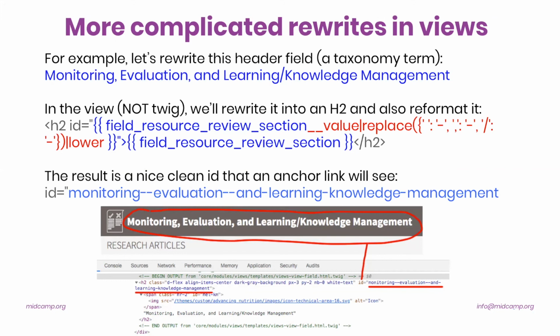So what I had to do in the view was, in the curly brackets here, you see in the middle the name of the field is Field Resource Review Section. That's the name of this field. And then in red, you have value pipe replace. What that's doing in the surrounding parentheses is stripping out and replacing empty spaces, commas, and that slash with hyphens. And so you see at the bottom in Code Inspector, the ID comes out nice and clean with hyphens.